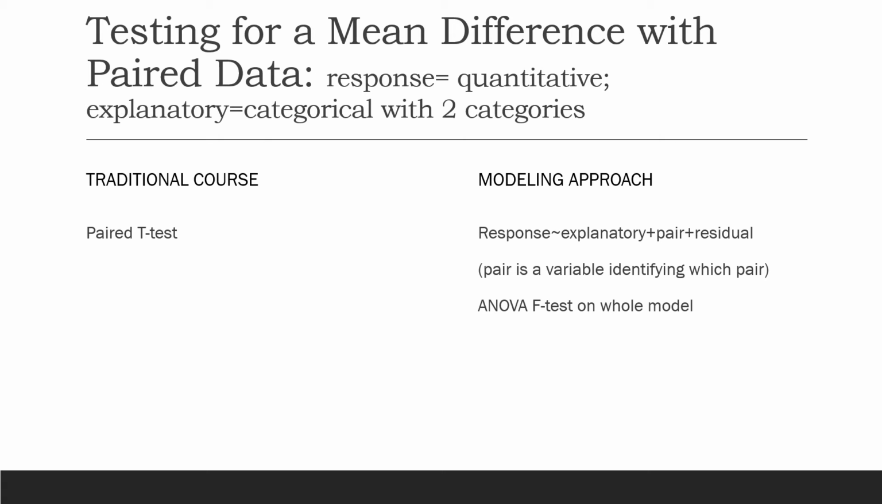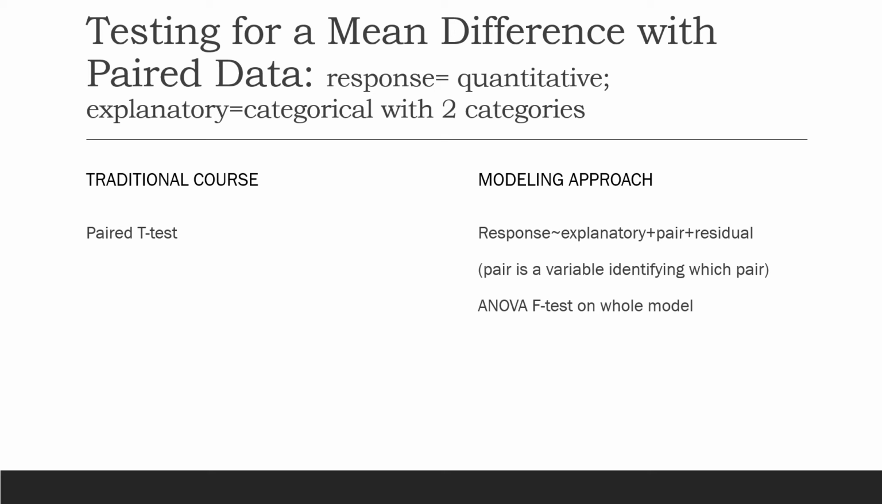If we're working in a situation where we have paired data, generally what we are going to be interested in testing is to see if the mean difference is different from 0, which would indicate that there's a difference within each pair in the response variable. In this situation, the response variable would be quantitative. The explanatory variable would be categorical with 2 categories. And we'd additionally have another variable that would just be identifying which pair each observation was part of.